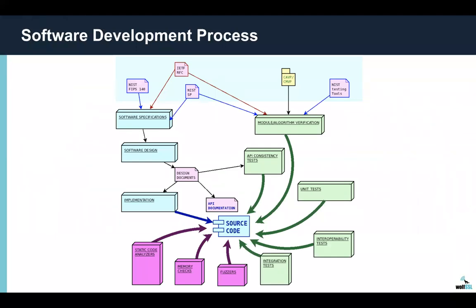On the right side, you have module and algorithm verification, which is done both by our internal tools, by the NIST testing tools, by our FIPS validations and other certifications. We have our own unit tests, interop tests, integration tests, those things you saw on the previous slide, as well as fuzz testers, memory checks, and static code analyzers, which are on the bottom left.